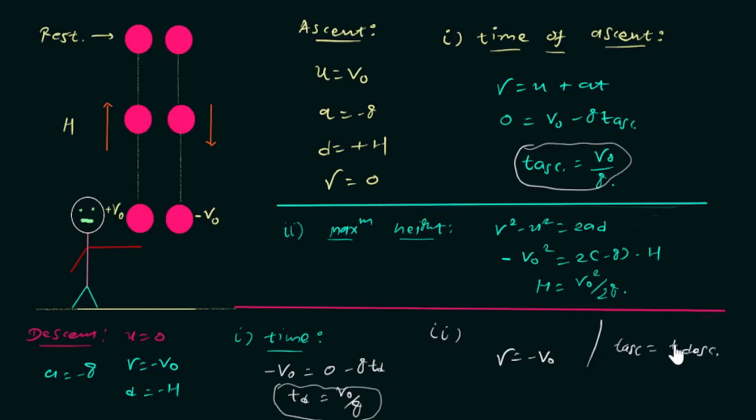in case of negligible air resistance. So that's what we have to remember. Here we are going to consider that there is no air resistance in the atmosphere. So in this case, time of ascent will be equal to the time of descent, right?